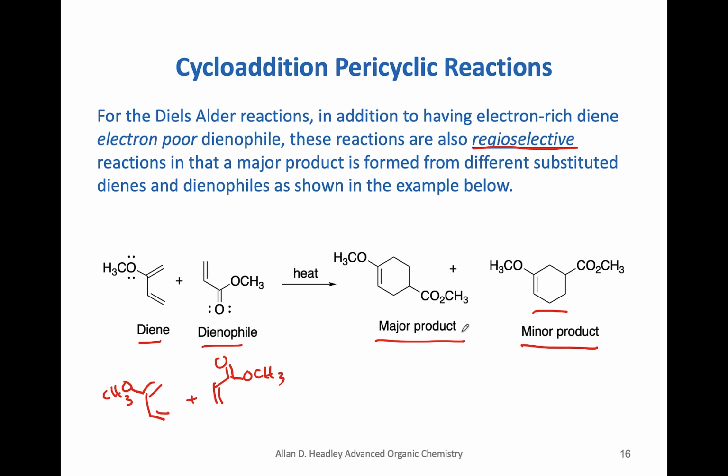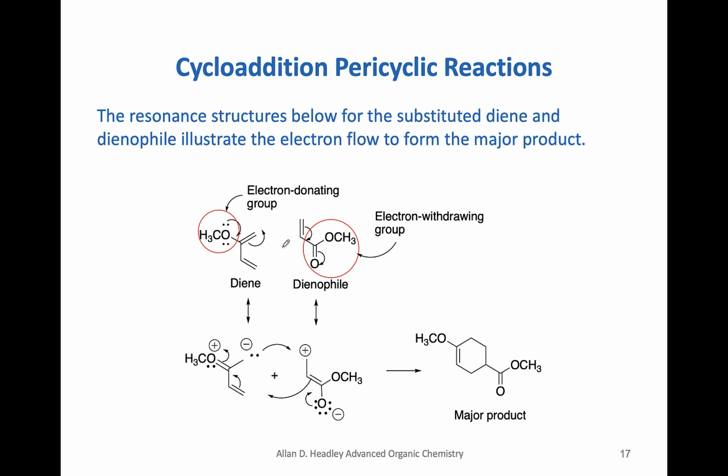As a good chemist and a good scientist, we have to have an explanation as to why this is the major product and this is the minor product for the regioselectivity of these reactions. Let's see if we can explain that. We can explain this using resonance structures. So let's look again at the diene. This is an electron-donating group, as we have said earlier. So it pushes electrons into this carbon here, and here's the resonance structure.